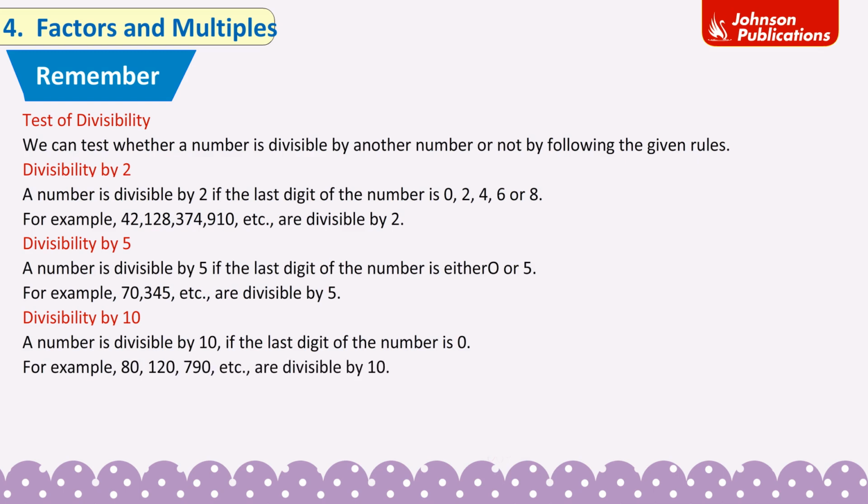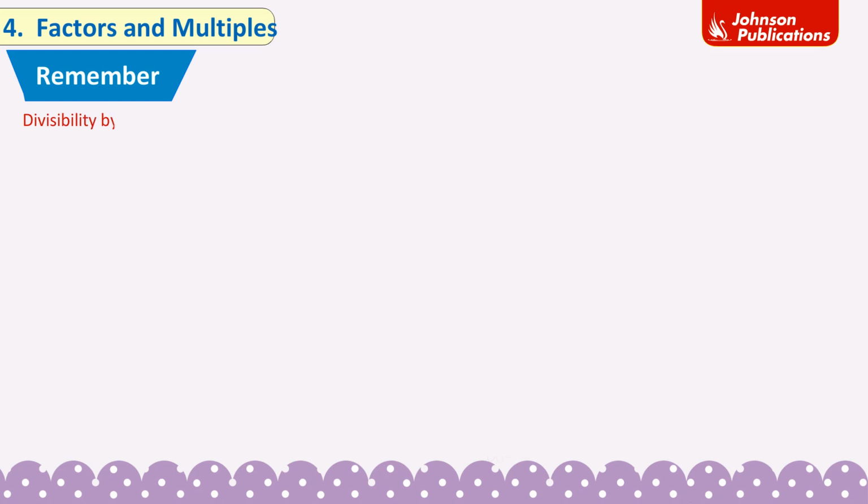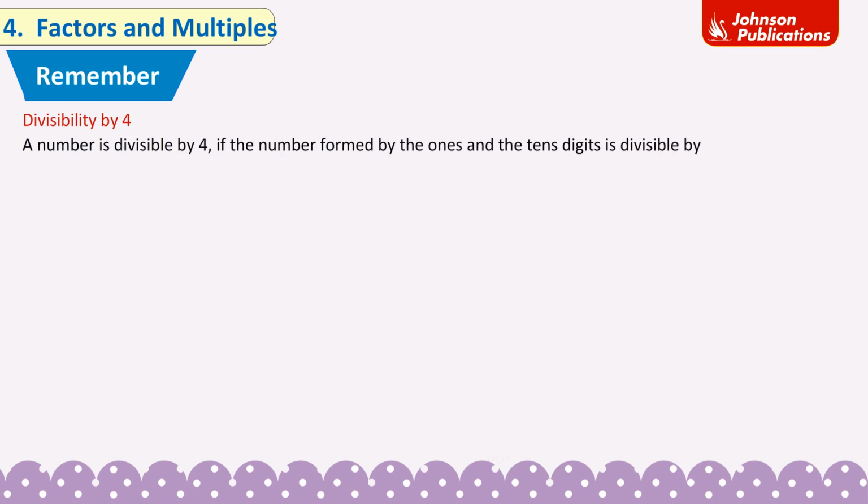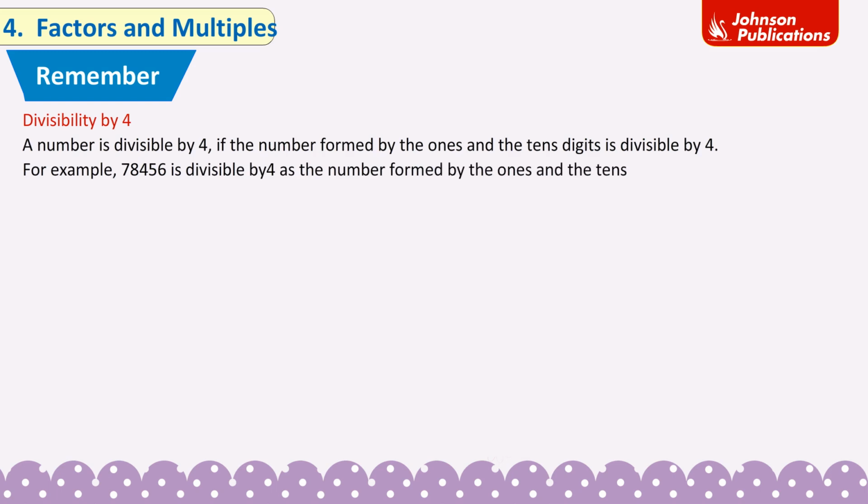are divisible by 10. Divisibility by 4. A number is divisible by 4 if the number formed by the ones and the tens digit is divisible by 4. For example, 78,456 is divisible by 4 as the number formed by the ones and the tens digit is 56, which is divisible by 4.